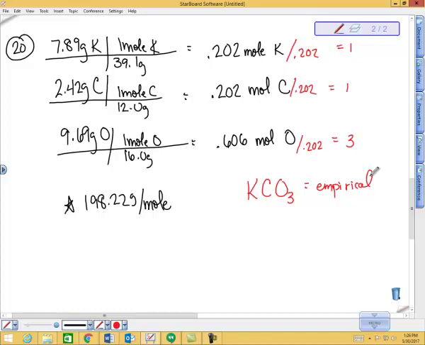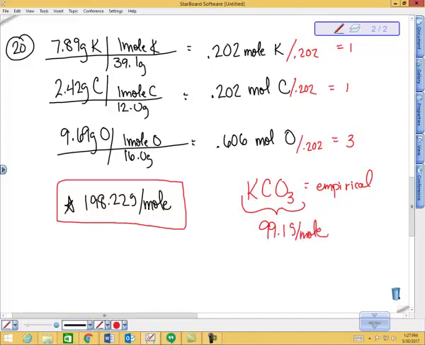So at this point, what you need to do is go back to the problem and look at this mass. They said that whatever the compound is, it has this mass, 198.22 grams per mole. Let's see what this guy's molar mass is and compare. All right, so K is 39.1, carbon is 12, and oxygen is 16 each. All right, this guy has a molar mass of 99.1 grams per mole. See how they don't match?